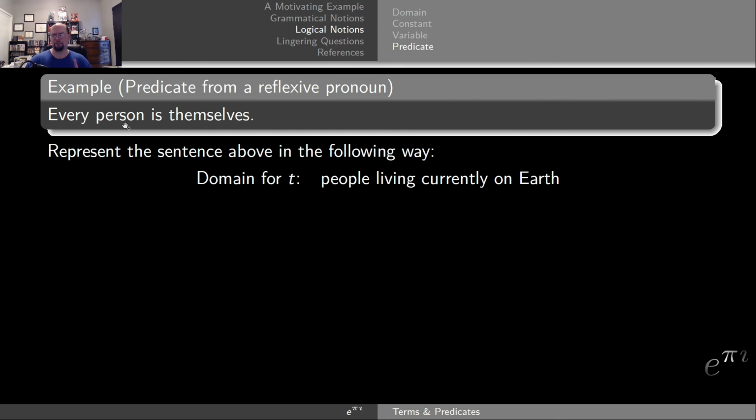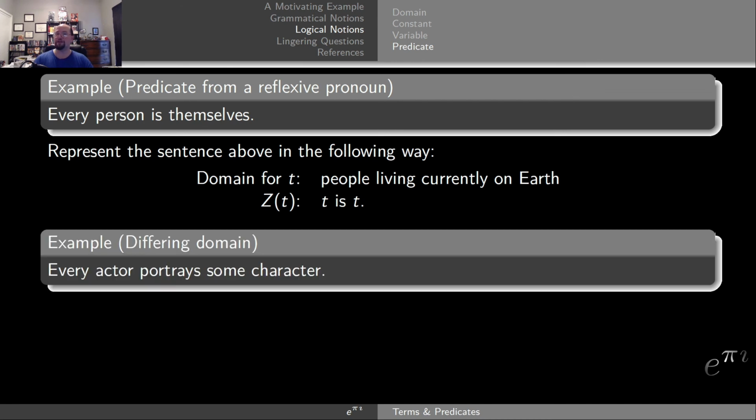So let's look at the predicate. I'll call this z of t. Every person, so every t, is themselves, but themselves refers back to the subject, which is t. So z of t would be t is t, giving me a predicate with a reflexive property to it. But here's the thing. This particular example gives me a demonstration of having two variables appear simultaneously, which is what the next example is going to expound upon very heavily, because they can also differ in domain.